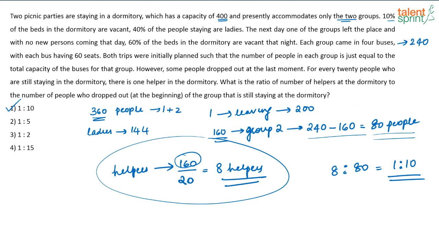Now the question is, what is the ratio of the number of helpers at the dormitory to the number of people who dropped out of the group that is still staying in the dormitory? Which is the group who is still staying in the dormitory? Group 2. Correct? How many people are there in group 2? 160 people are there. How many people should have been there in group 2? 240 people should have been there. What happened to those 80 people? They are the ones who dropped out in the end, right? That's why only 160 have come from group 2. So that's how I get 80, or the answer is 8:80, which is equal to 1:10. Sugeta, I hope it's clear now.